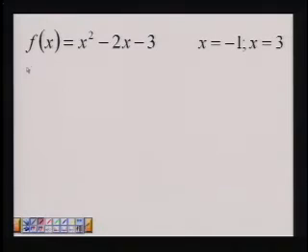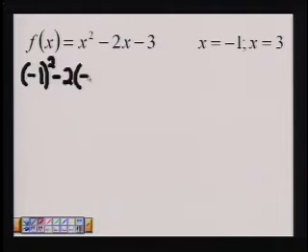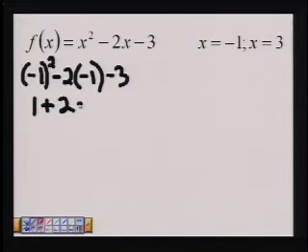So first we'll substitute -1 for x. So we have (-1) squared minus 2 times -1 minus 3. Remember, when we square a negative number, it always becomes positive, so that's just 1. I have -2 times -1 equals +2, so that's +2, minus 3. 1 plus 2 is 3, minus 3 is 0. So that is a 0 of the function.